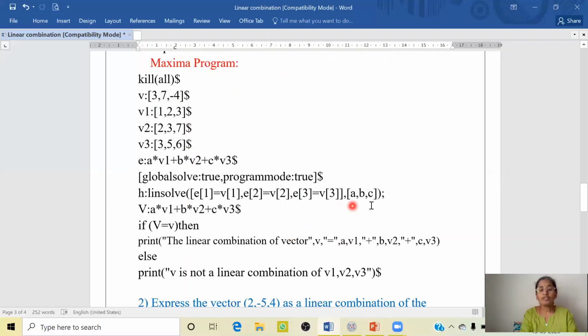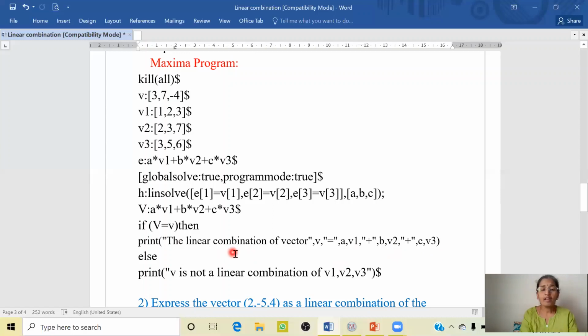Now let us substitute these values of A, B, C in this right hand side of the expression E and name that as V. If this V is equal to this small v, then the linear combination of the vectors exists, and it is given by V is equal to A into V1 plus B into V2 plus C into V3.